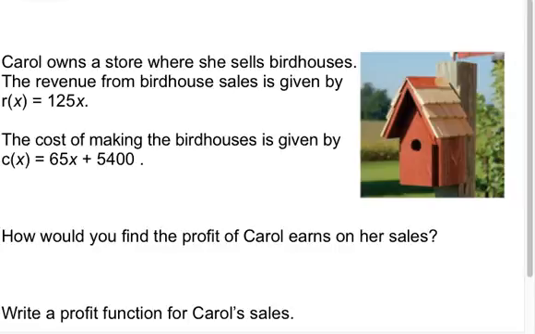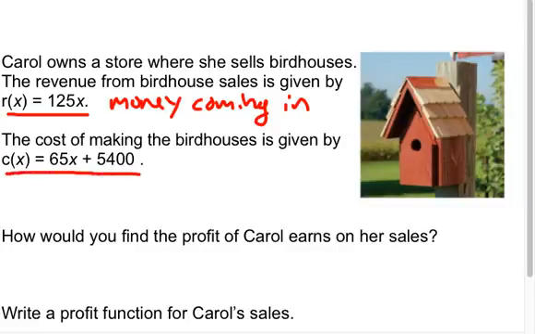Carol owns a store where she sells birdhouses. The revenue from birdhouse sales is given by the function r of x equals 125x. This is money coming in. So this is how much she makes when she's selling the birdhouses. The cost of making the birdhouses is given by this function. There's some upfront cost, $5,400, and it looks like about $65 per birdhouse. So this is the cost.